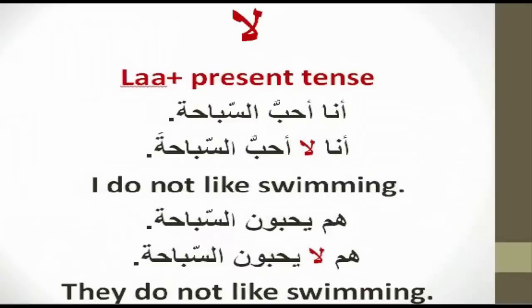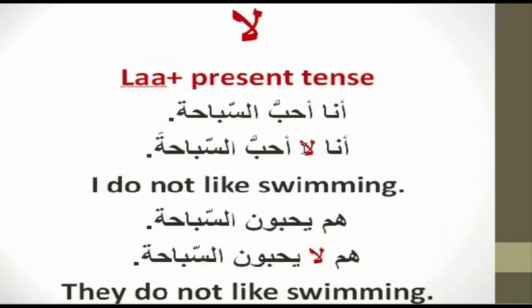Well, there are different particles used for negation in Arabic. The first one is la. La is used to negate present tense verbs, and it must be used immediately before the verb. Let's see examples. We have the first sentence. أنا أحب السباحة means I like swimming. The negative for this sentence is أنا لا أحب السباحة. I don't like swimming.